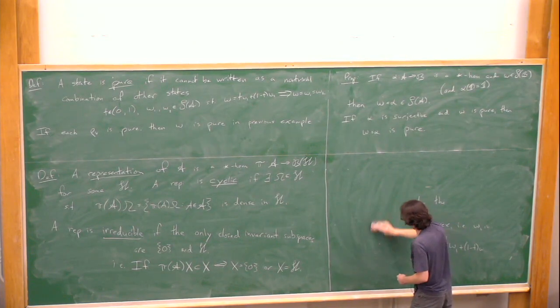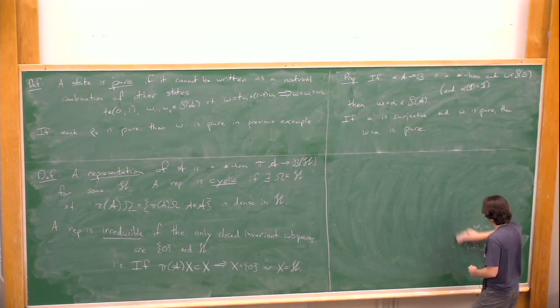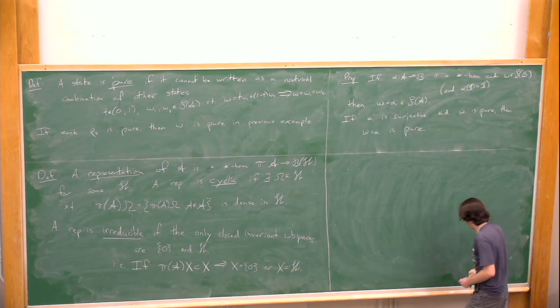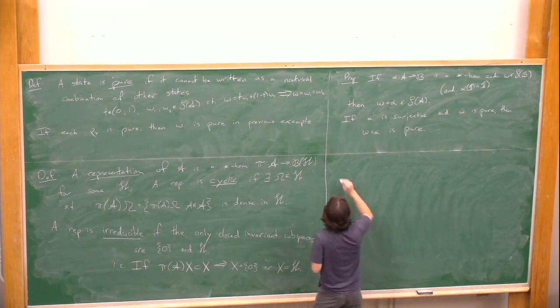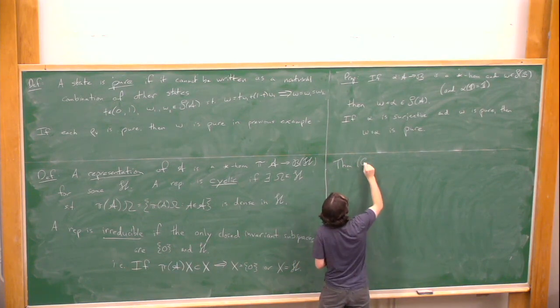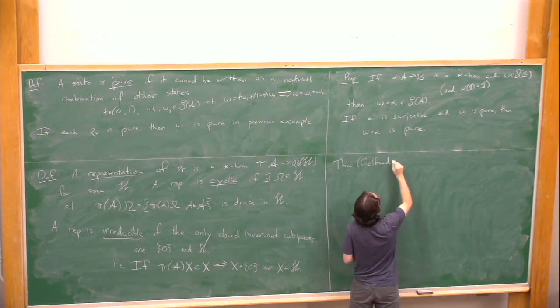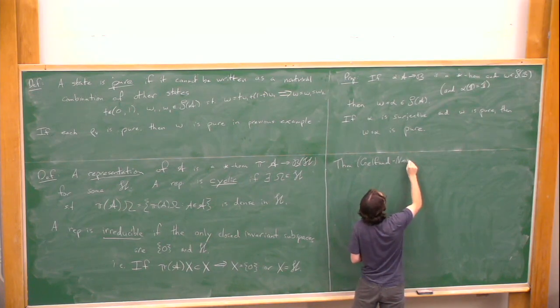So given a state, we can define a representation. We can actually construct a representation from that state. And this is called the Gelfand-Naimark-Segal representation, or Gelfand-Naimark-Segal construction, usually abbreviated to GNS.